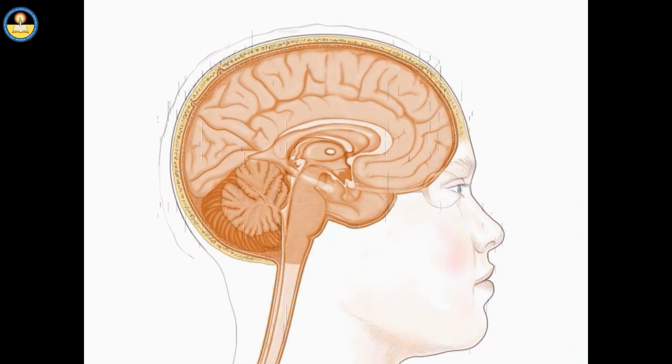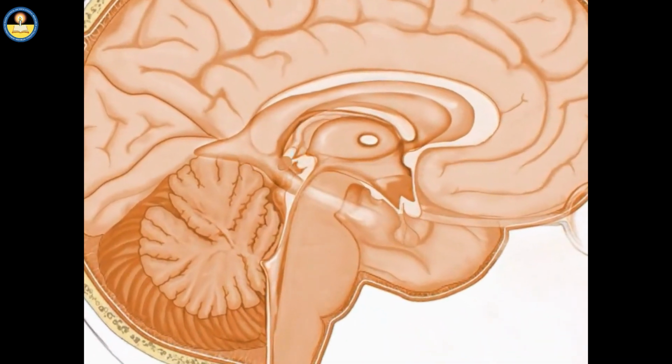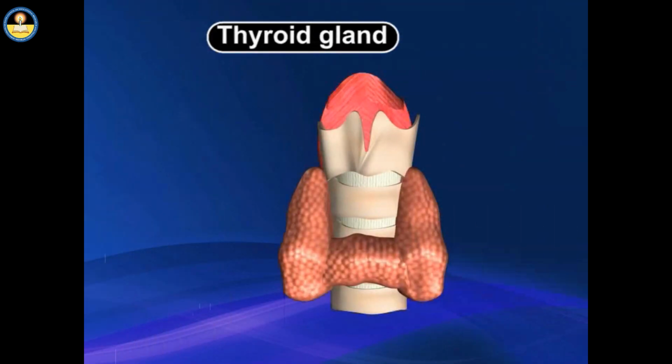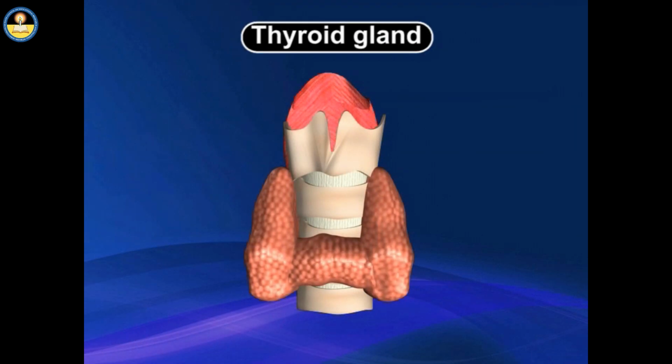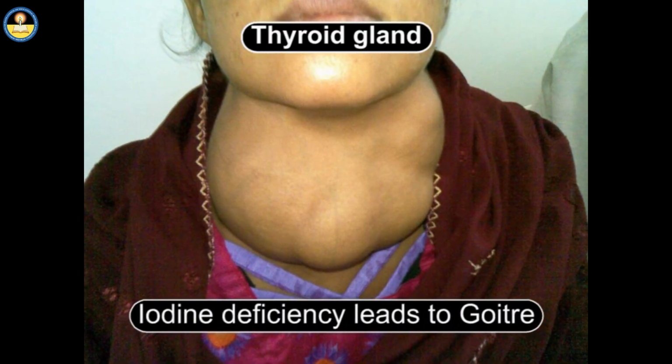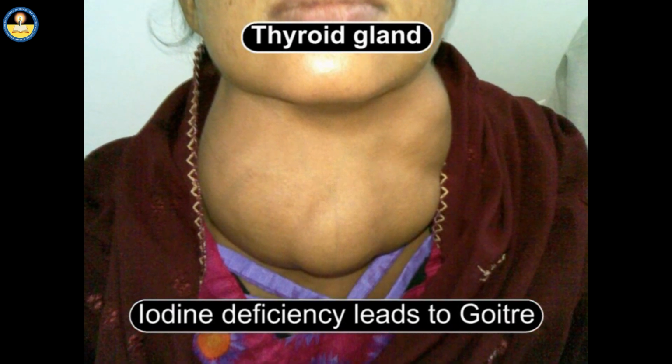If a person's diet is low in iodine, the pituitary keeps sending chemical messages to the thyroid. But the thyroid is not able to secrete hormones. The thyroid gland enlarges as it attempts to meet the pituitary's demands. It leads to a medical problem known as goiter.